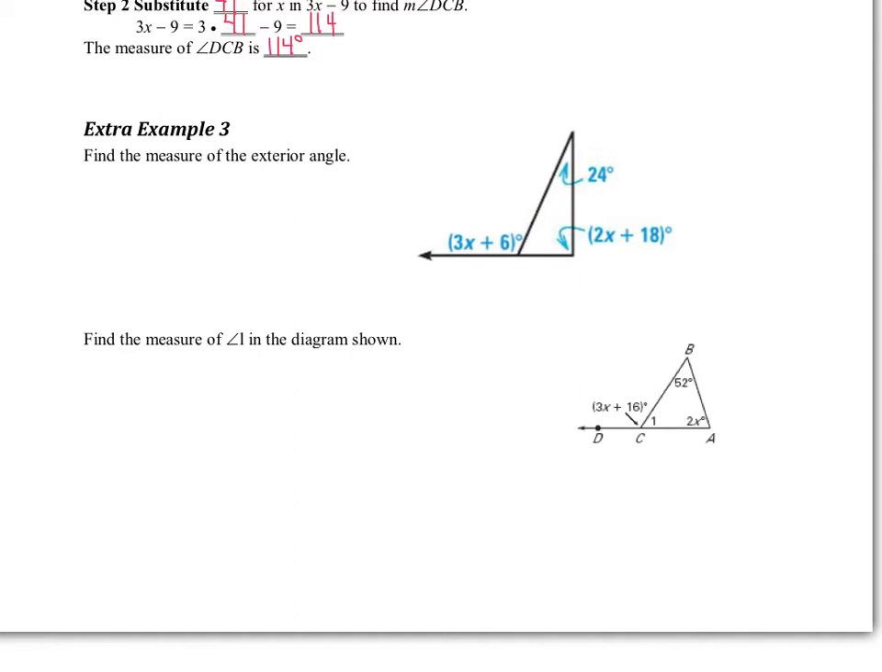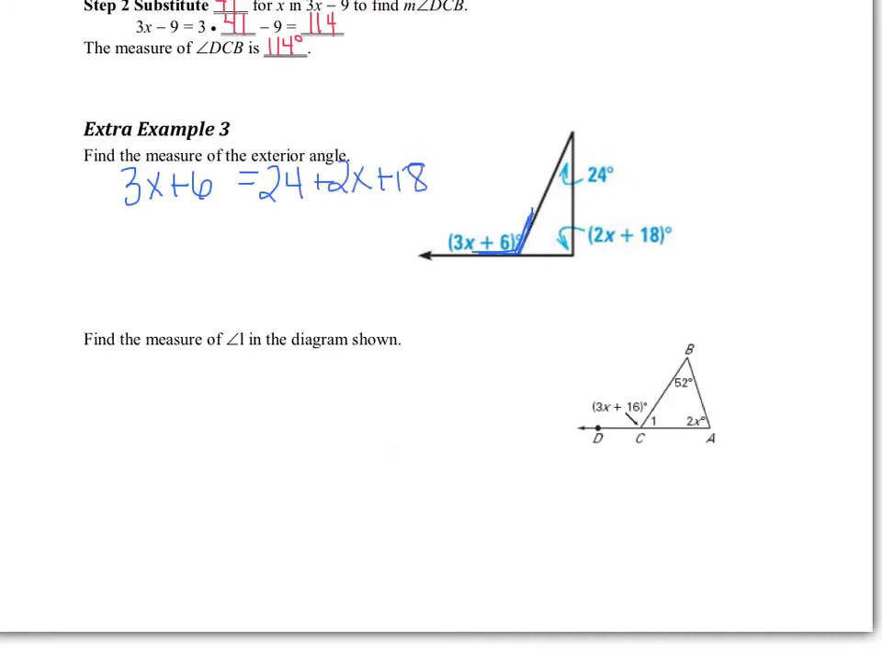Okay, so let's see how you did on this problem right here. It says find the measure of the exterior angle. We're looking for this angle right here. So we're going to say 3x plus 6 equals 24 plus 2x plus 18.